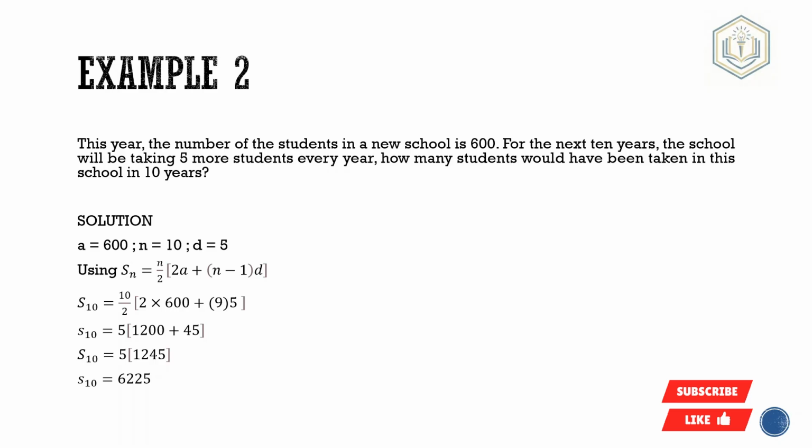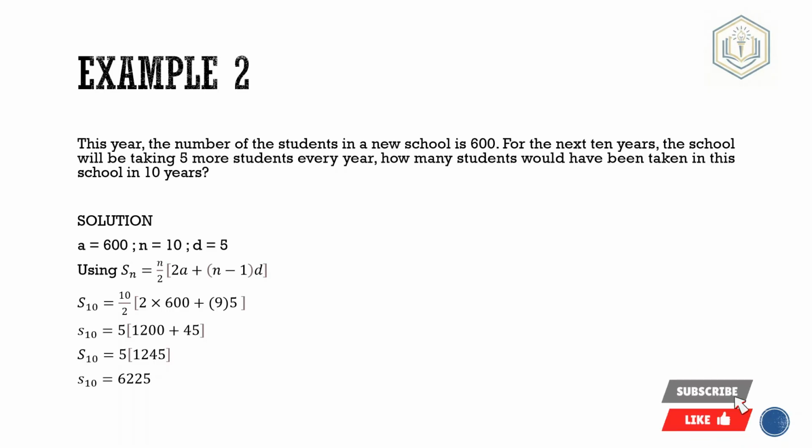Considering the second question: this year the number of students in a new school is 600. For the next 10 years, the school will be taking 5 more students every year. How many students would have been taken in this school in 10 years? What is it saying? The question is not like the first one. The first one is that after 10 years, how much did the man collect? That is the man's salary in the first example. That is to say, just calculate the value for the 10th term.